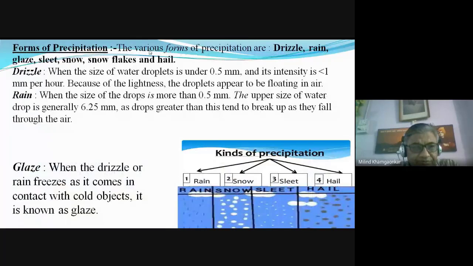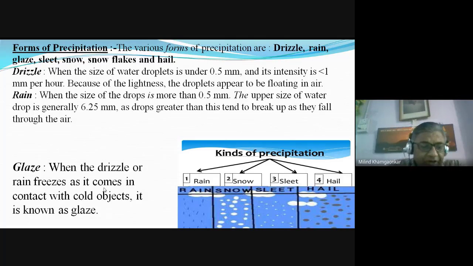The various types or forms of precipitation are drizzle, rain, glaze, sleet, snow, snowflakes, and hail. Drizzle means very small water droplets which fall over the earth. They are less than 0.5 mm in diameter, and the intensity is 1 millimeter per hour. Rainfall, as we call it, has raindrops more than 0.5 millimeters in diameter. The intensity is also more than 1 millimeter per hour.